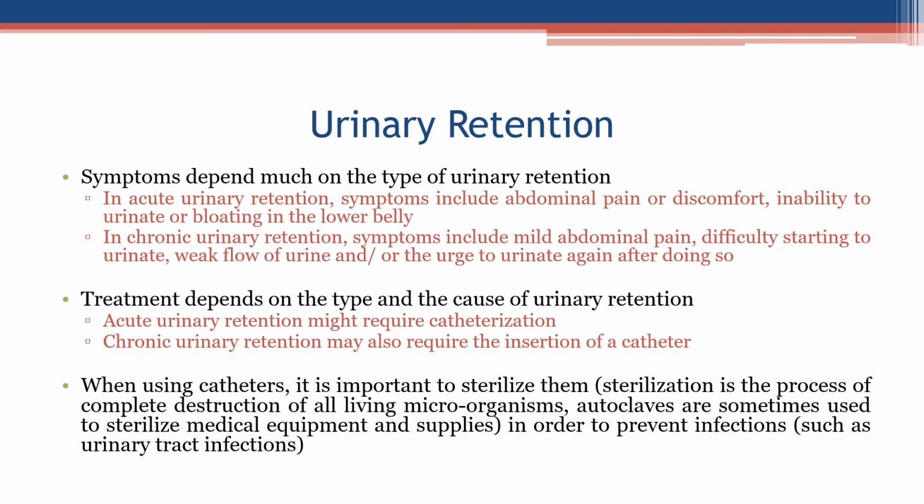Treatment depends on the type and the cause of urinary retention. Acute urinary retention might require catheterization. Chronic urinary retention may also require the insertion of a catheter. When using catheters, it is important to sterilize them. Sterilization is the process of complete destruction of all living microorganisms. Autoclaves are sometimes used to sterilize medical equipment and supplies, in order to prevent infections, such as urinary tract infections.